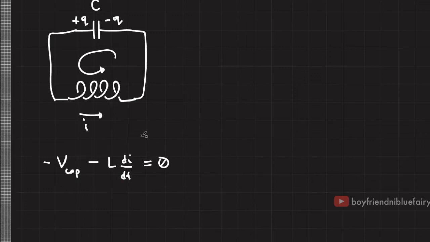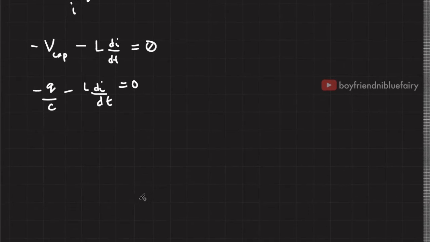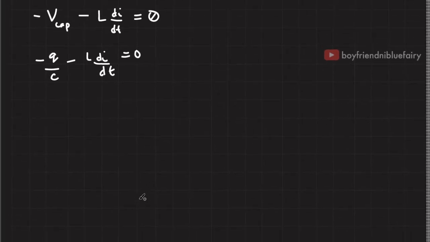So this is based on our previous Kirchhoff's loop rule for inductor. So based on the definition of capacitance, this is equal to Q over C, and then this is negative L di dt equals 0. So recall that the definition of current is I equals dq over dt, so I can plug this here.